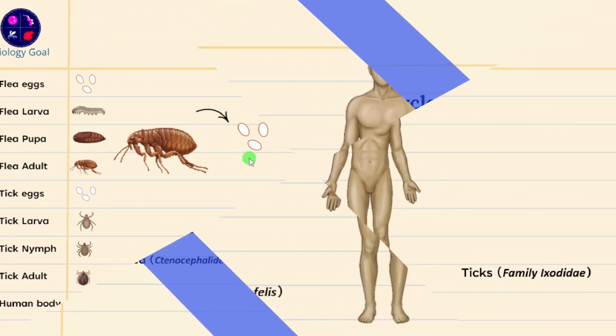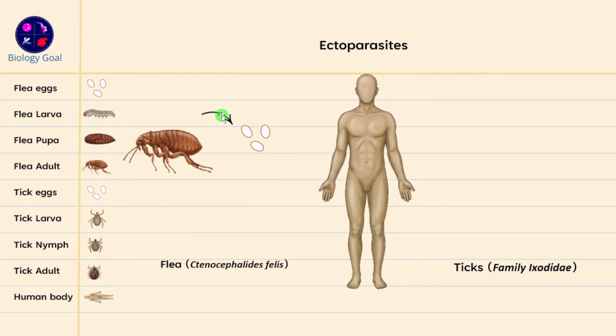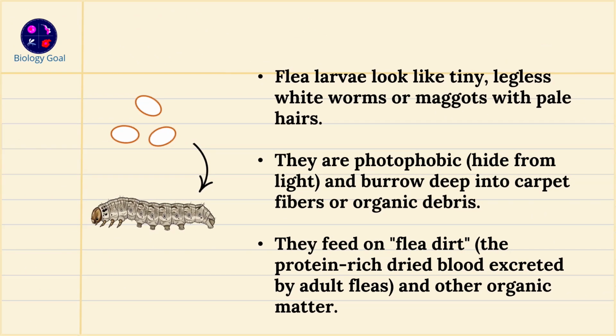Anyways, from this stage, we'll have the next stage, which is the larval stage. Now let's use this arrow and show the larval stage right over here. This is the larva. If we talk about the appearance, they are very tiny, legless, white, worm-like larvae, and they have pale hairs on their body. They are usually photophobic. That means they hide themselves from light and burrow deep into the carpets or organic debris.